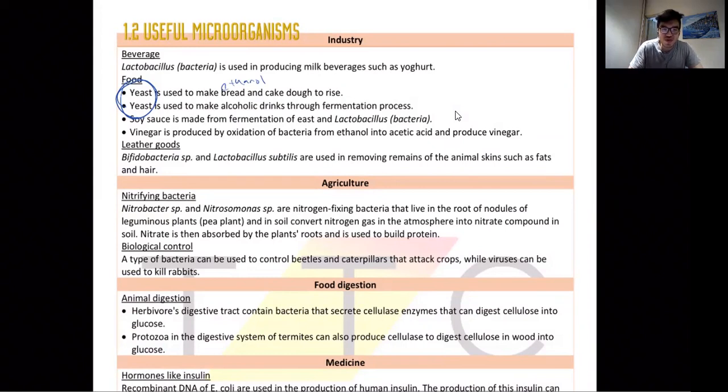You see, they are very useful. So as I said, they are used to make your alcoholic drink. So your beer, your rice wine. Rice wine is very common in Chinese and Koreans. We drink it, I mean traditionally we drink it, but I don't really like rice wine.